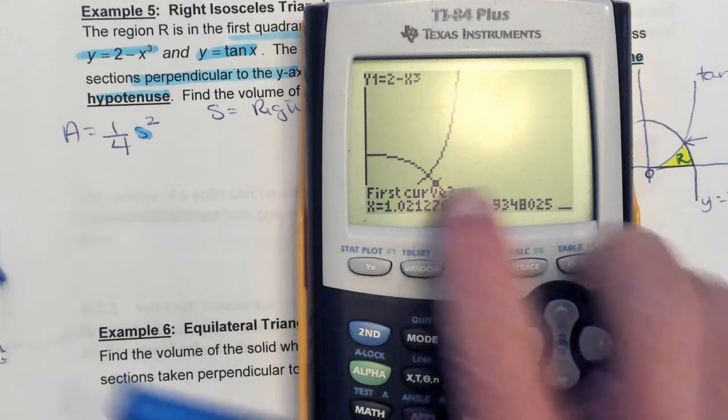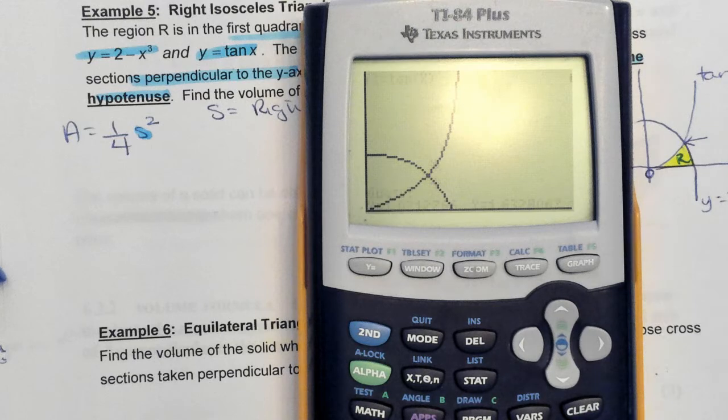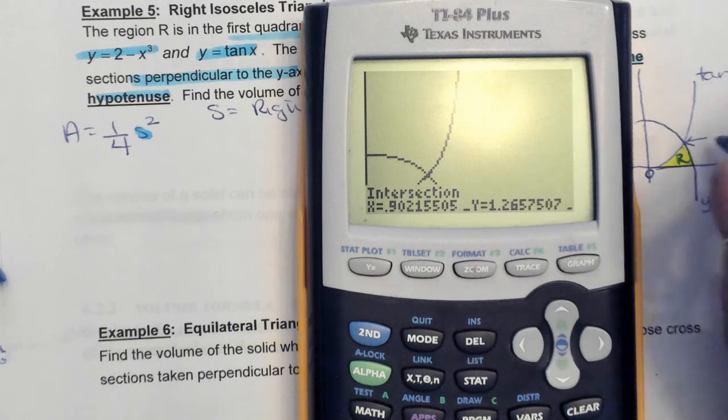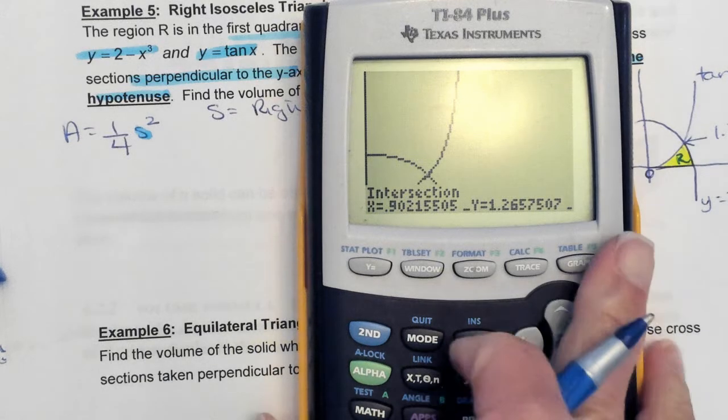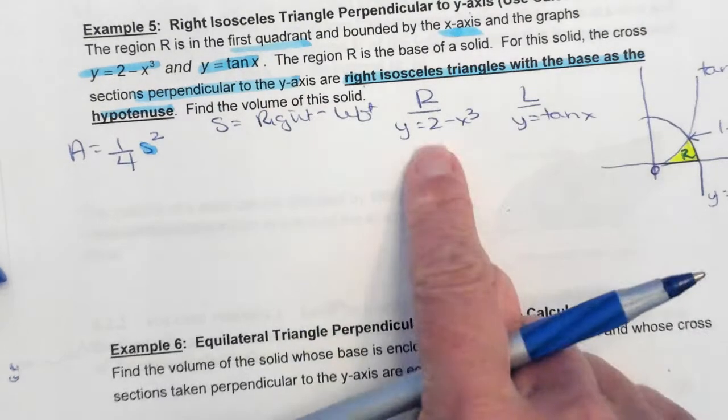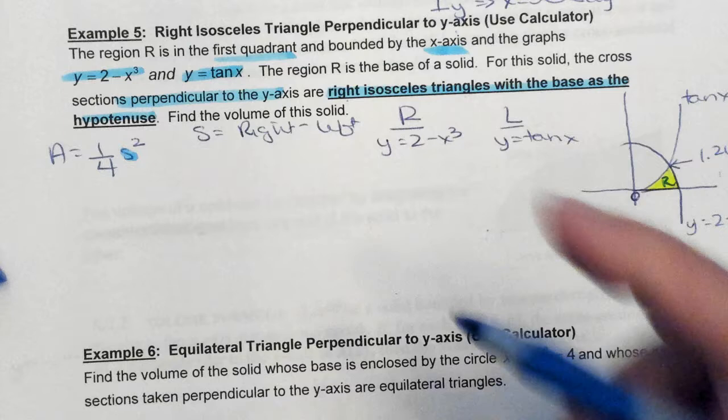There's my cursor. Enter, enter, enter. So this is 1.2657. Okay, so now I have my bounds. I need to manipulate these, and then I think I'm ready to go.